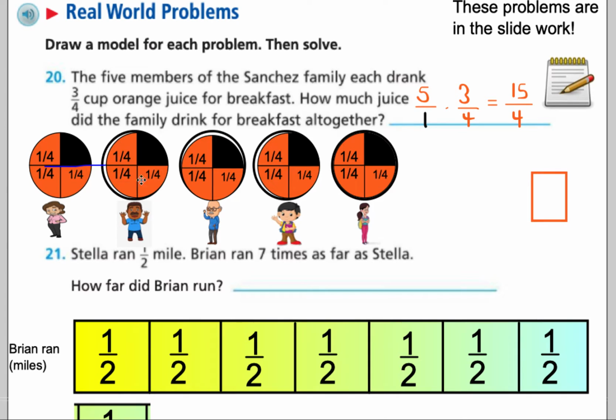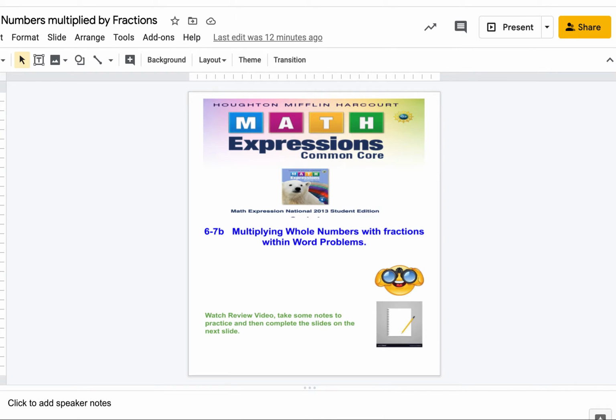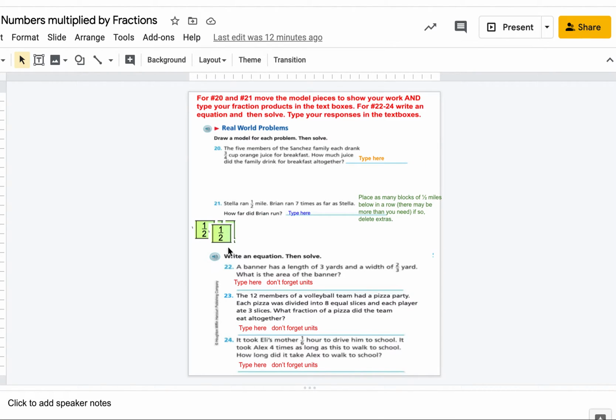3, 4, 5, 6/4, 7, 8, 9/4, 10, 11, 12/4, 13, 14, and 15/4. Awesome. Now, if you are wanting to simplify that into a mixed number, go ahead and do that in the slide.